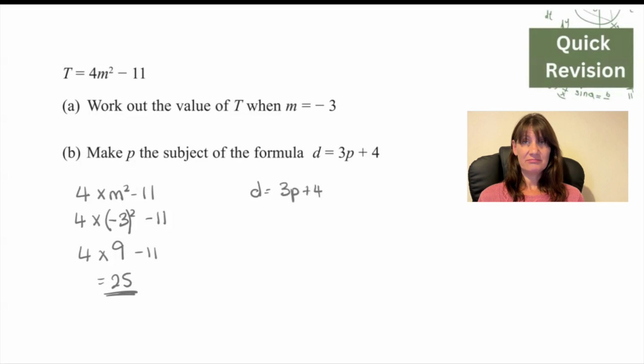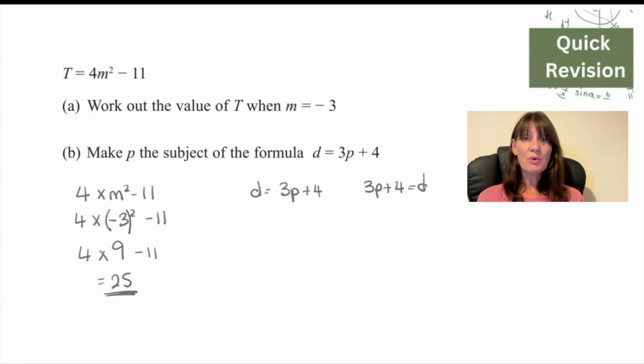rearranging is what needs to be done here to make P the subject. Now, some people prefer it to look the way they're used to, if that makes sense. So D equals 3P plus 4 is kind of back to front, and 3P plus 4 equals D feels more familiar. Swap it round if that's what makes you comfortable. If you don't need to, you won't.